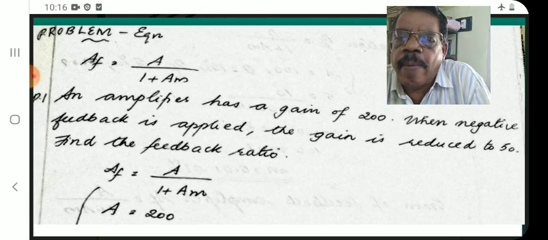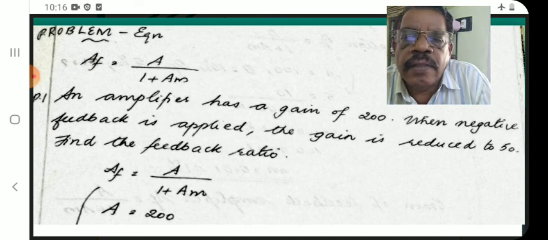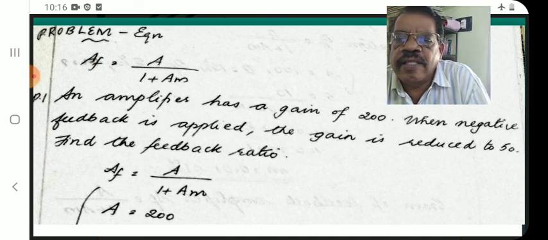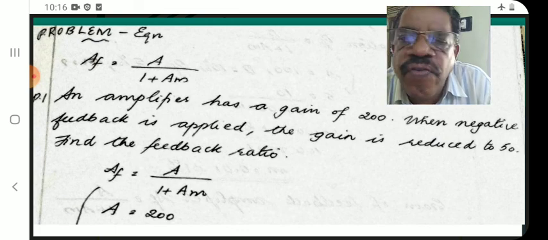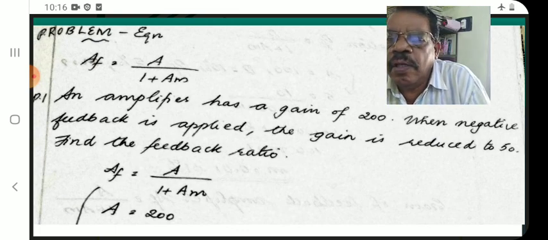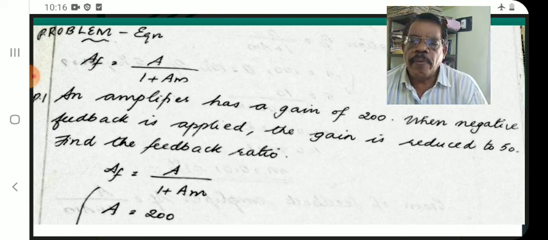Problem number 1, an amplifier has a gain of 200. When negative feedback is applied, the gain is reduced to 50. Find the feedback ratio.